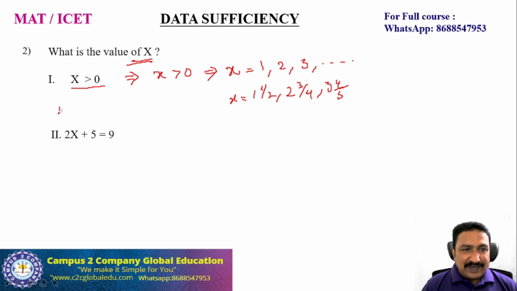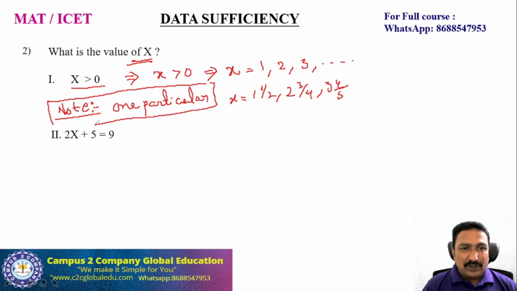But always remember in data sufficiency, whenever they ask what is the value, we should give only one particular value. We should not give more than one value. Then only the statement is sufficient. If you are getting more than one value, then we cannot find the exact value of x. So according to this statement, we are getting different values of x. That's why the first statement is not sufficient. So we can eliminate choice A.